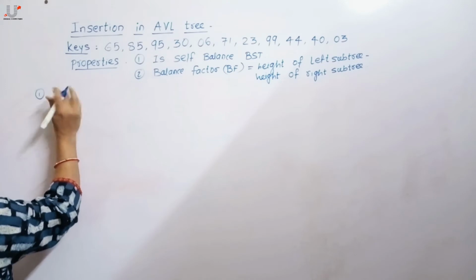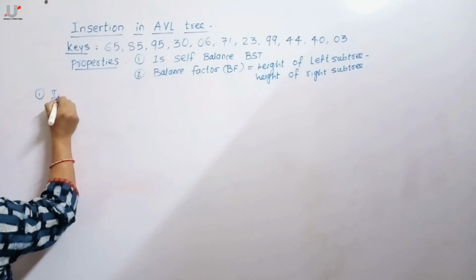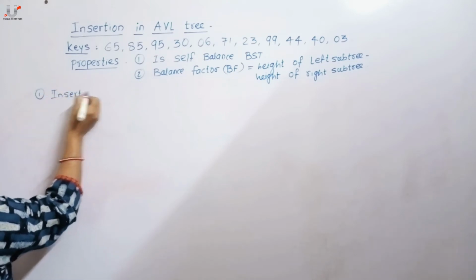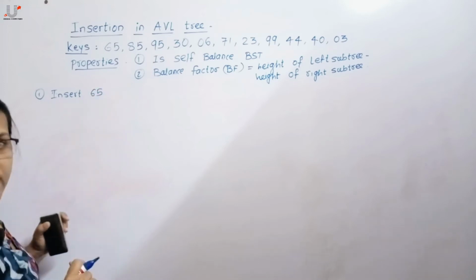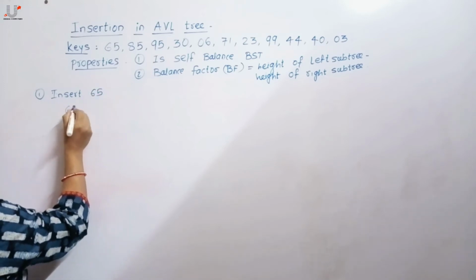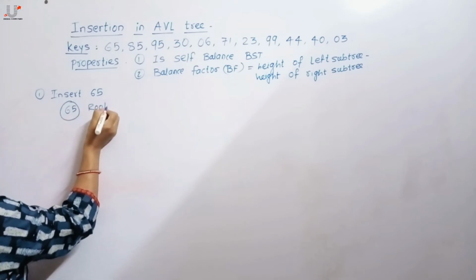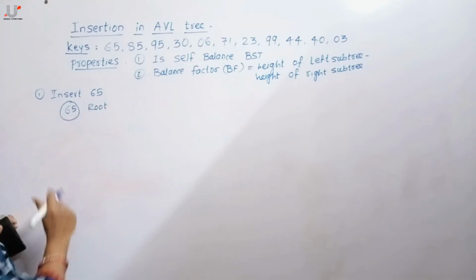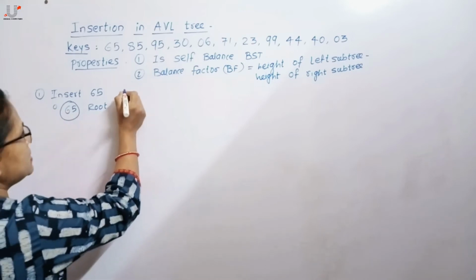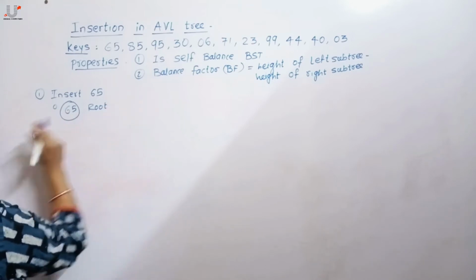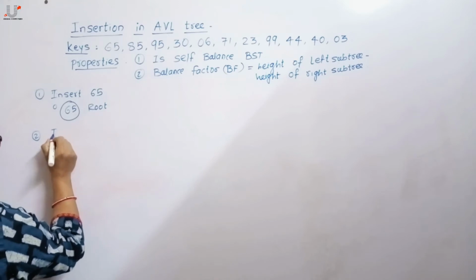Step 1. Insert 65. As initially the AVL tree is empty, 65 gets added as the root node. The balance factor for the root node is 0. Then the second step is to insert 85.